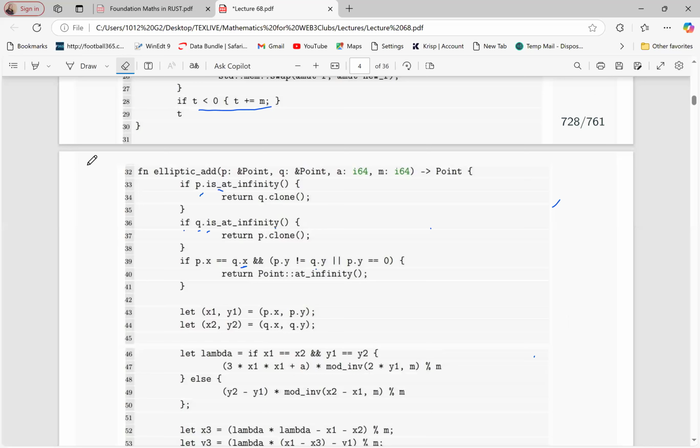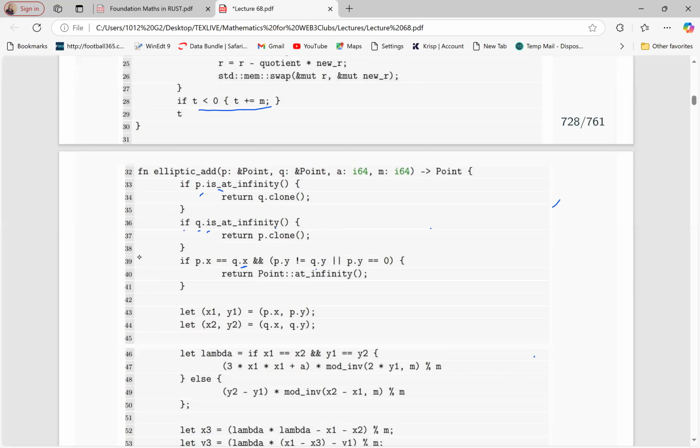Now, where these conditions are not met, why are these two conditions not met? Then it means it proceeds to calculate, if the x value for P and y value for P, x value for Q and y value for Q, so these are different points. So then it proceeds to calculate lambda.